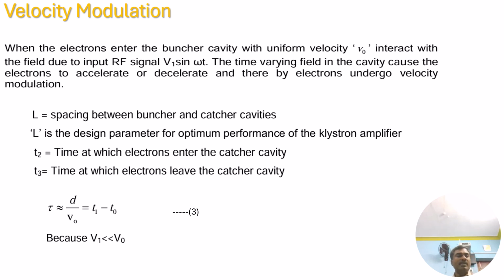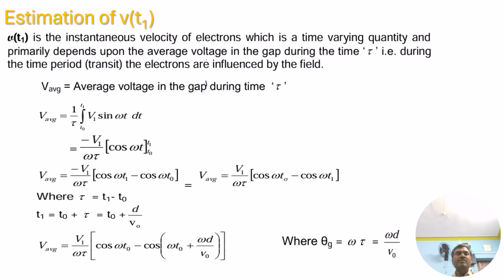And tau is the transit time, which is nothing but the time taken by the electron to cross the buncher gap. As the electron stays for a duration of tau in the cavity gap, it is necessary to find the average value of RF voltage for the duration of tau. In order to find the average value of RF voltage, we need to integrate the instantaneous value of RF voltage for the period of T0 to T1.